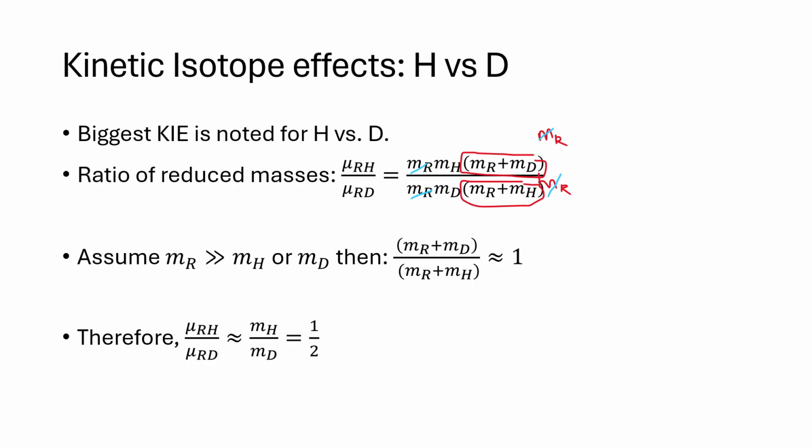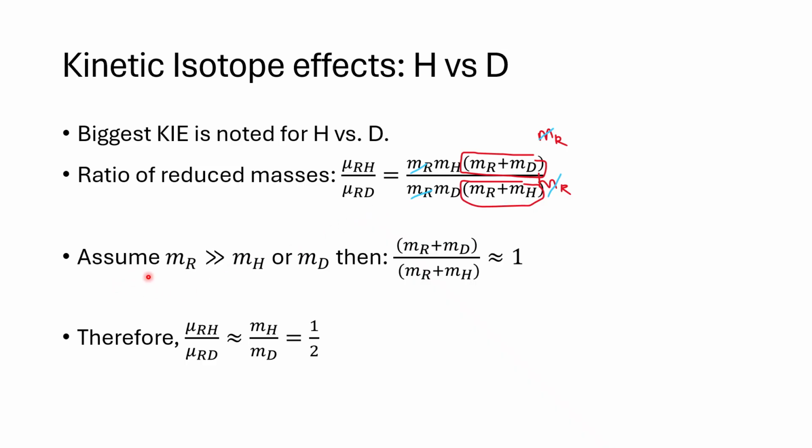Before we look into the zero-point energy for RH and RD, we need to find the ratio of the reduced mass between the two molecules. We have the reduced mass of RH, Mr mH over Mr plus mH, divided by Mr Md over Mr plus Md. Then we get this ratio for the reduced mass of RH to RD.